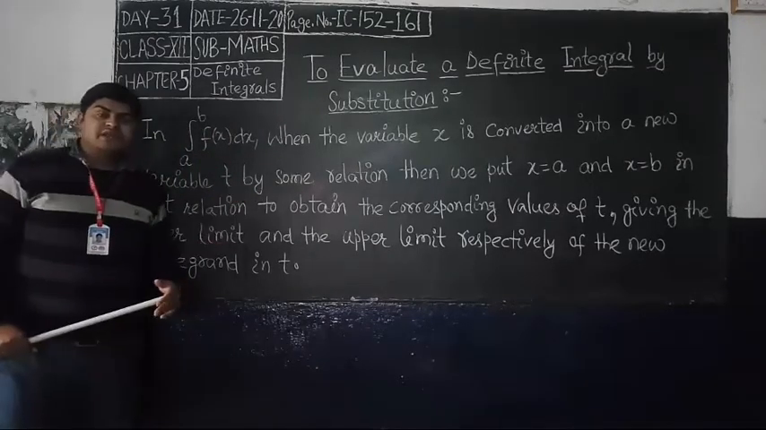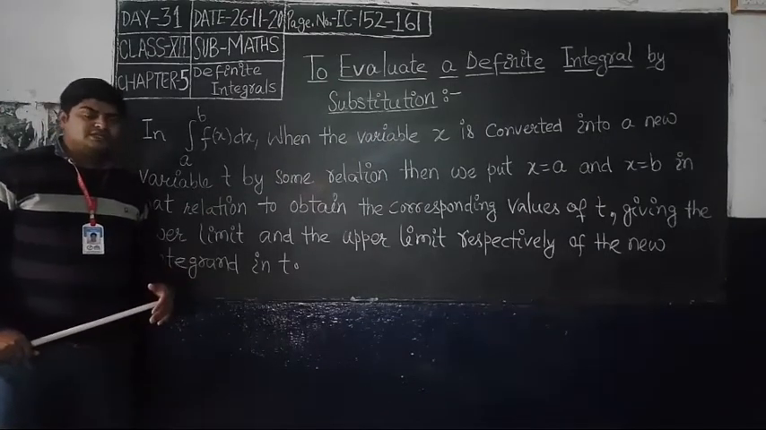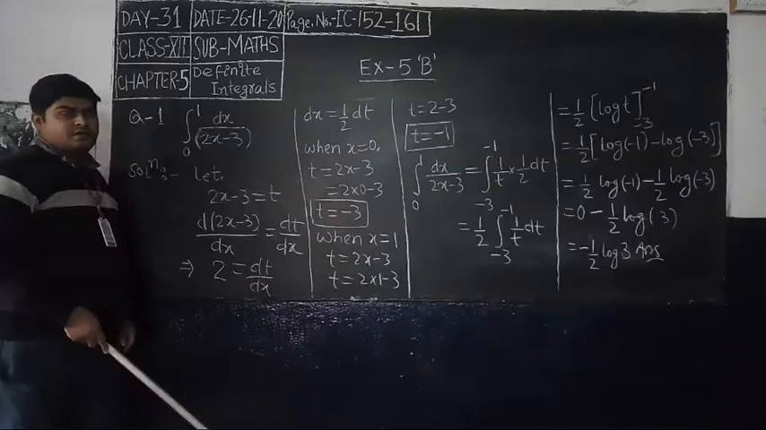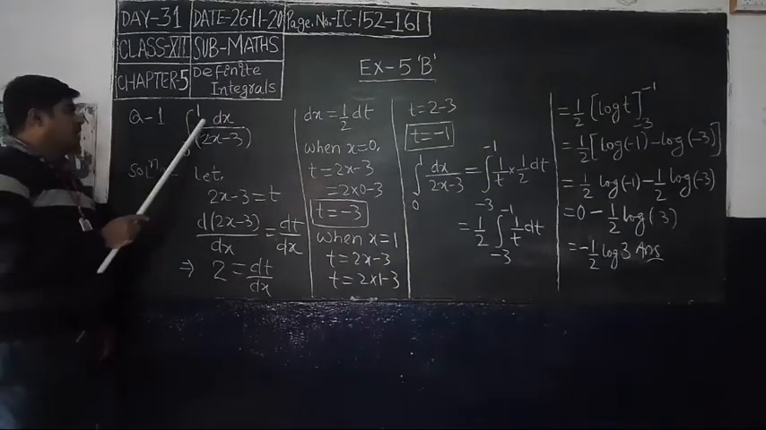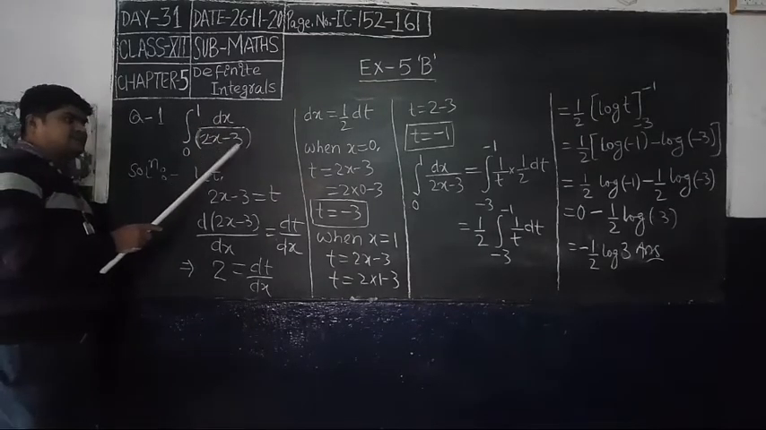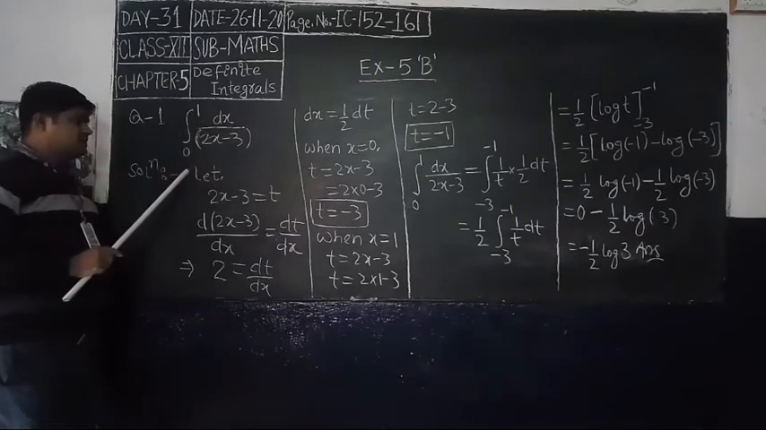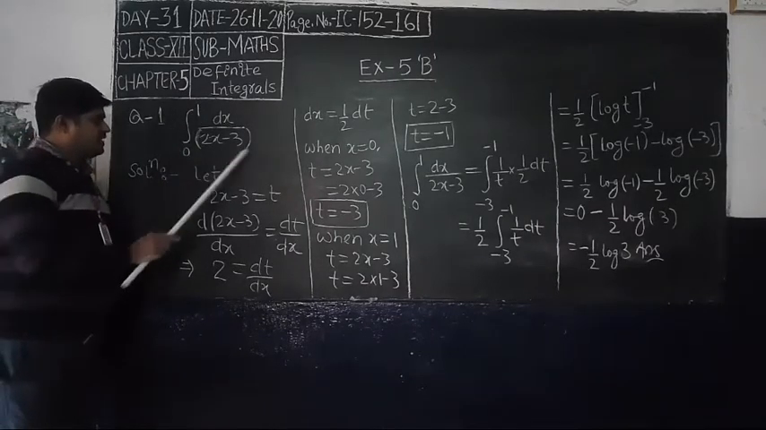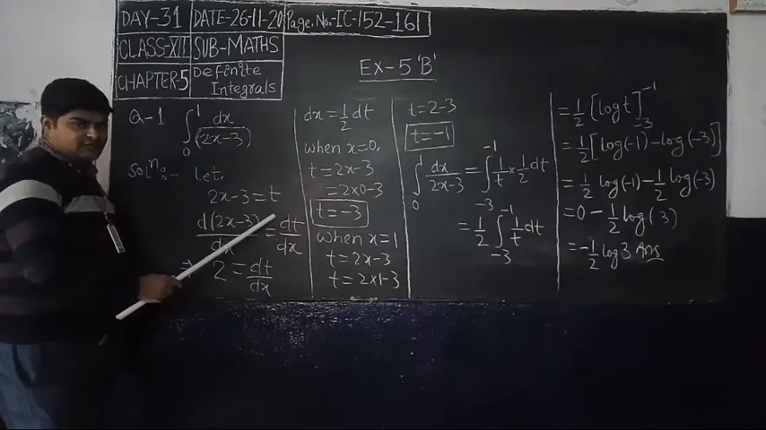So let us see exercise 5B, question number 1, and how to solve this type of question. Students, see exercise 5B, question number 1. You have to find the integration of 1 by 2x minus 3 dx with limits 0 to 1. You will suppose, let 2x minus 3 is equal to t.